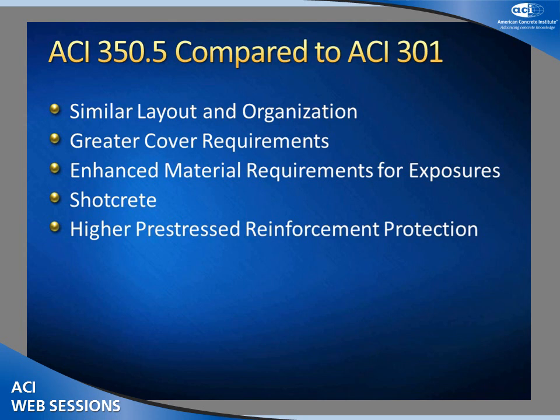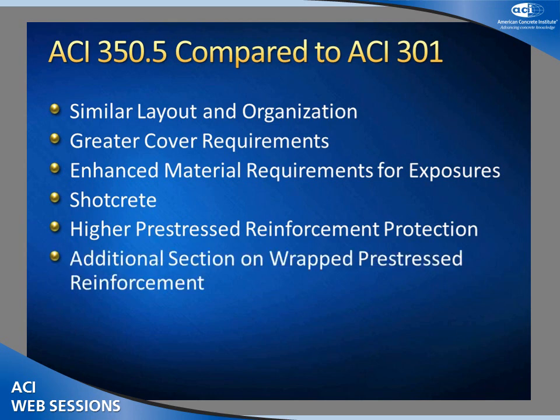We also, in 350, require more pre-stress reinforcement protection than you would typically find in buildings. We require all of our unbonded is fully encapsulated post-tensioning systems. We also have some tightness requirements on the sheathing. And then we also have a section on wrap pre-stressing, because if you pre-stress by wrapping a high-strength wire around the tank, that's really not covered by anything that you look at in a 301, 318.